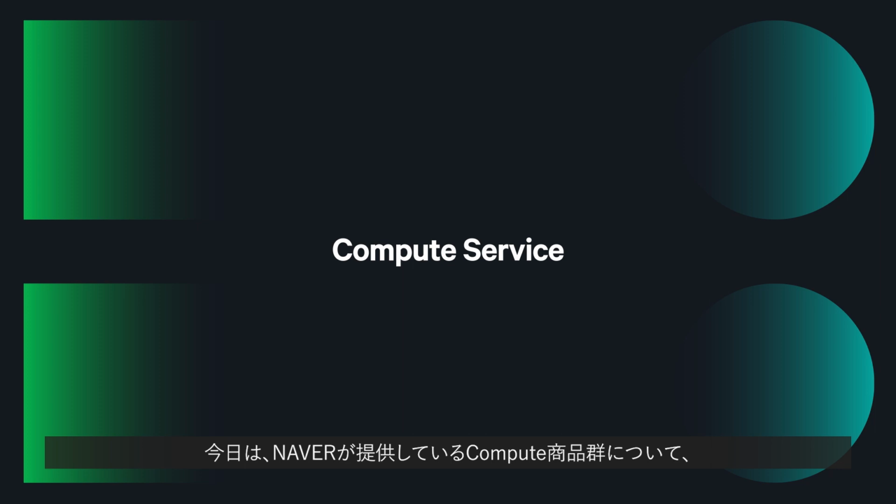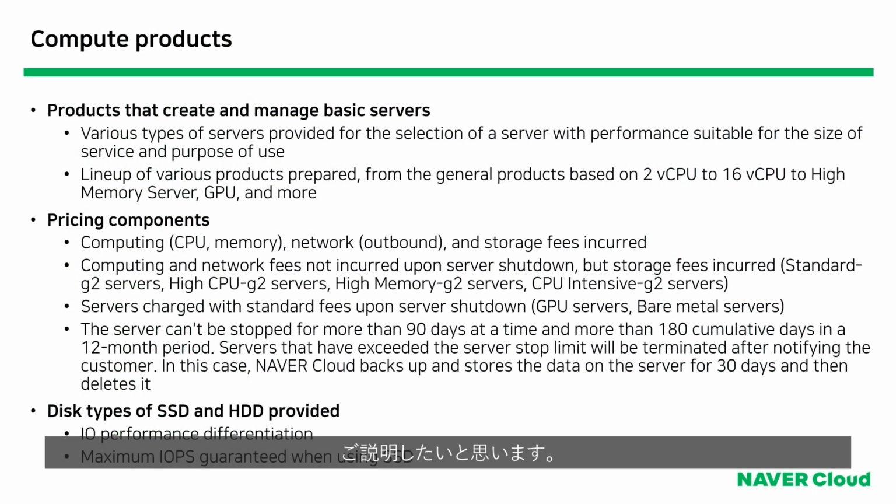Today, we'll take a look at the compute product group of NAVER Cloud Platform. NAVER Cloud Platform's compute product group offers servers and server-related resources. In NAVER Cloud Platform, you can select and use various server types according to the purpose of server use and service scale, including GPU servers, high-memory servers suitable for memory-intensive workloads, and high CPU servers suitable for computing-intensive workloads with increased vCPU to memory ratio.